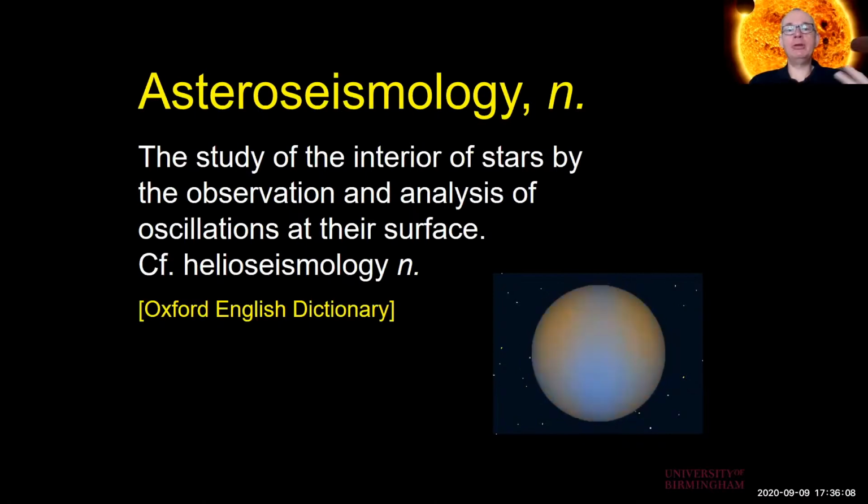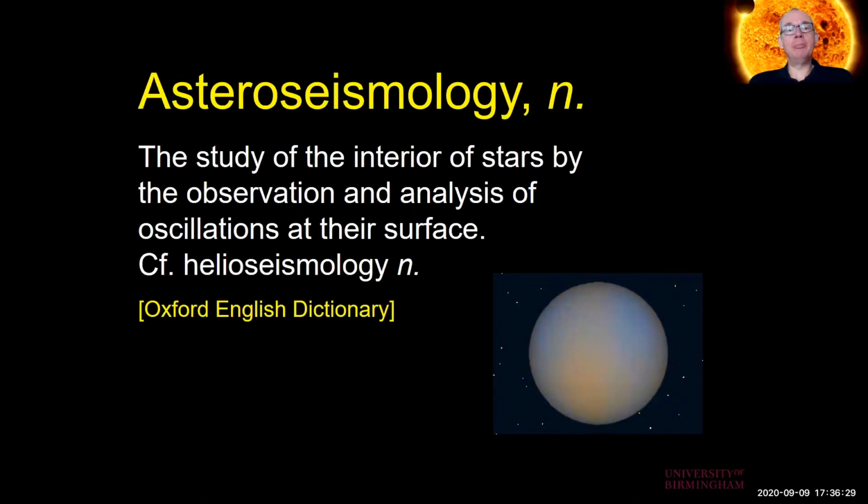So by measuring these periodic variations in brightness, we can actually learn about the internal properties of the star, because the variations in the light are telling us about the sound waves trapped inside, and the properties of those sound waves are affected by the properties of the material of the gas through which they're traveling.